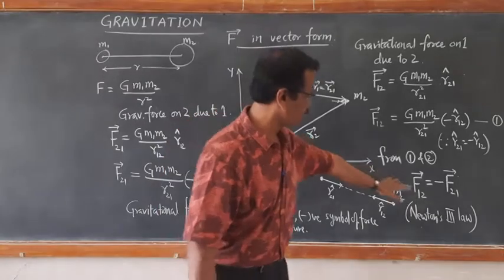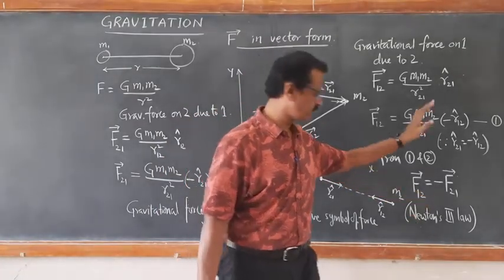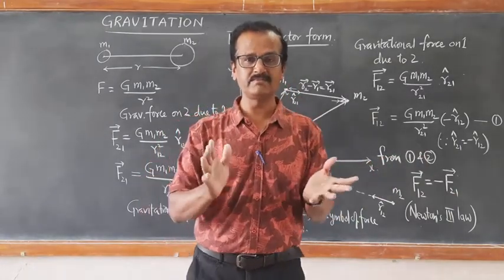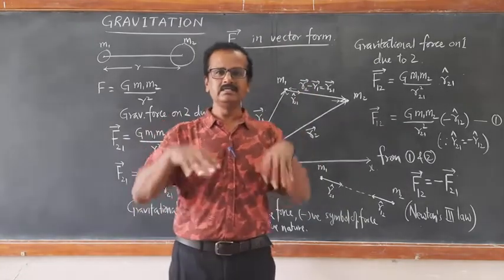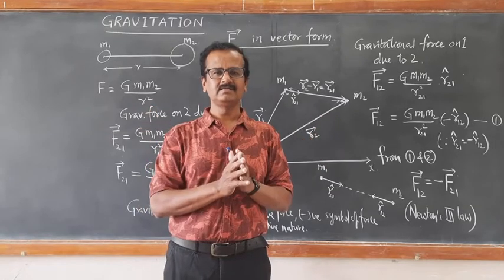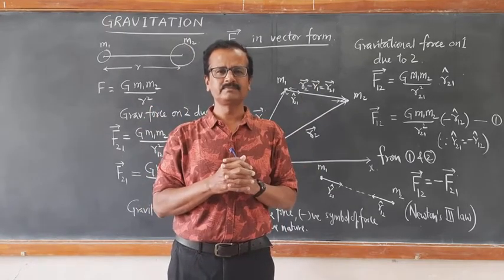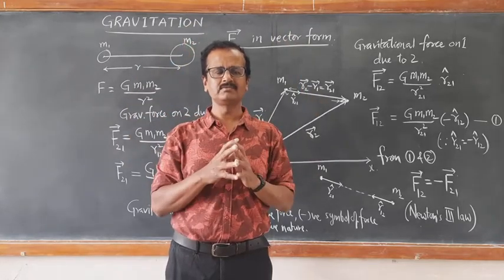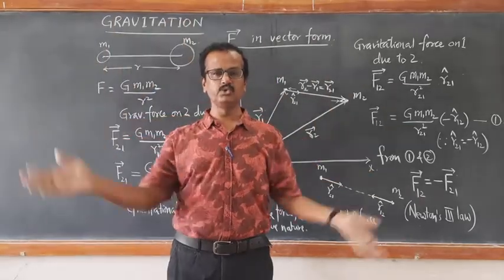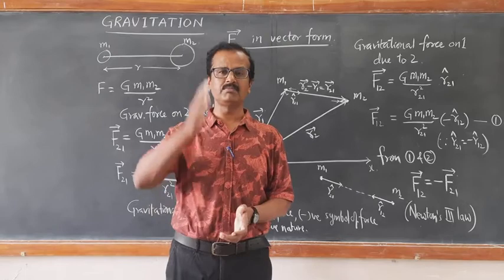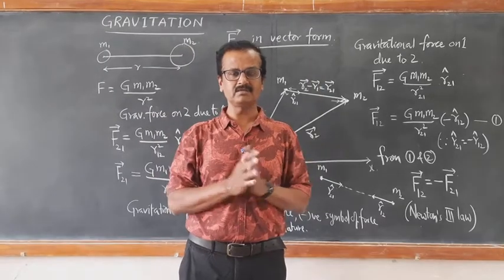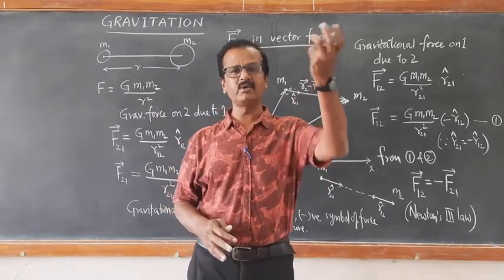But when you look at this equation, force on 1 due to 2 is equal and opposite to force on 2 due to 1. Both are the same forces. Force exerted by the earth on the stone is equal and opposite to force exerted by the stone on the earth. But the earth doesn't move towards the stone. The stone always falls down to the ground, because the mass of the earth is so huge. It's of the order of 6 into 10 to the power of 24 kilogram, whereas the mass of the stone is hardly 1 or 2 kilogram.